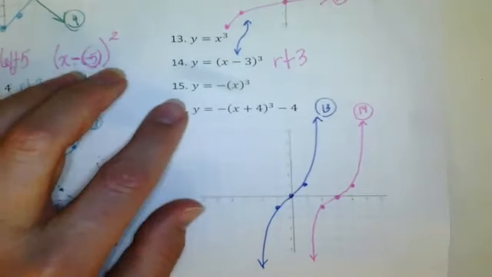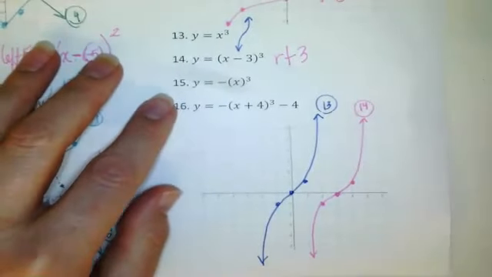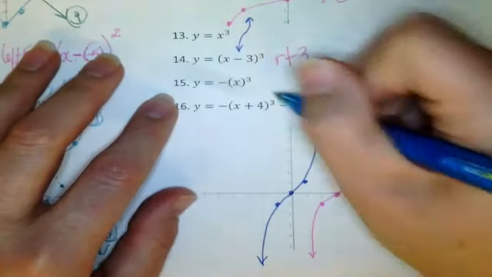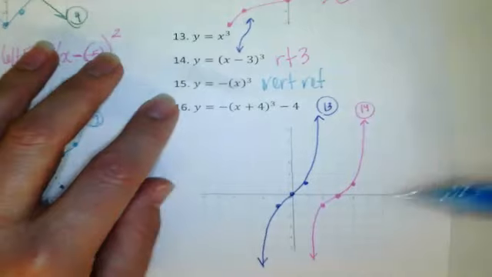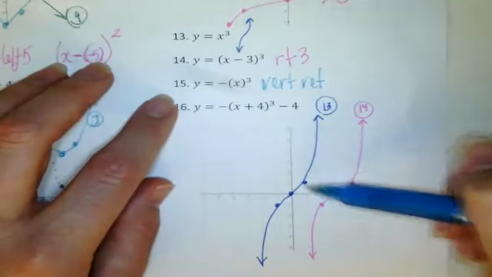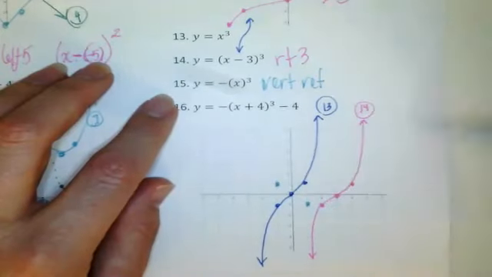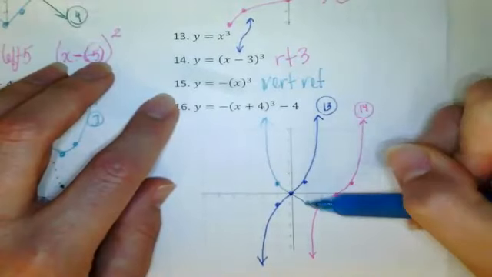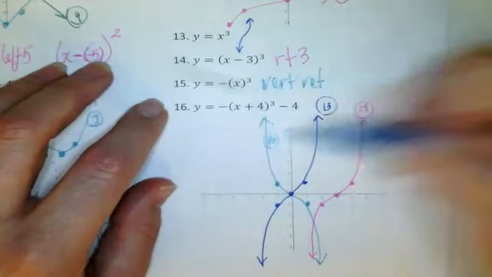Number 15. What happens on number 15? Vertical reflection. Vertical reflection of my original function always. So my positive 1 flips to a negative 1, and my negative 1 also becomes the opposite and flips to a positive 1.